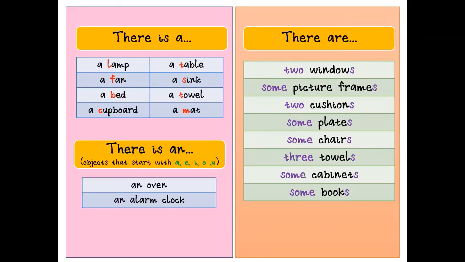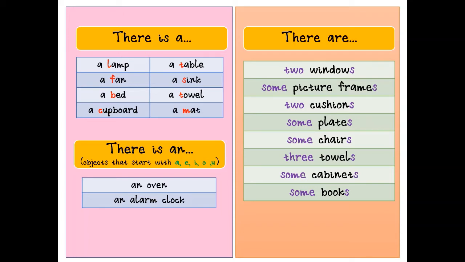Alright, now I'll give you a further explanation on how to use there is a, there is an, and there are. There is a is used to talk about something that is only one. For example, a lamp, a fan, a bed, a cupboard. There is a kita gunakan untuk menyatakan sesuatu objek yang hanya ada satu sahaja. There is an is also used to describe something that is only one. But if the objects start with A-E-I-O-U. There is an juga digunakan untuk objek yang hanya ada satu.